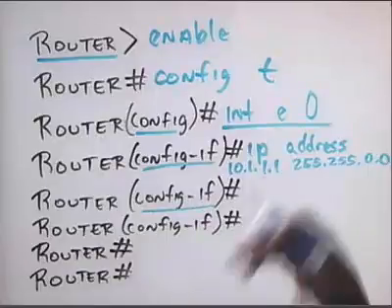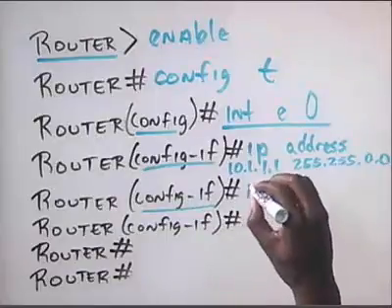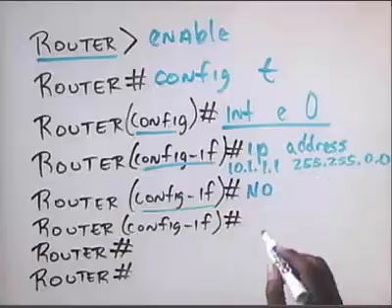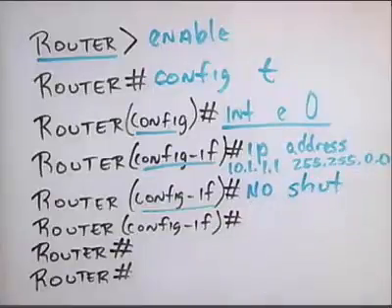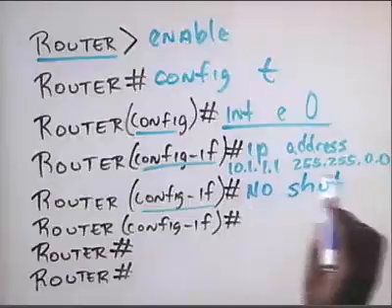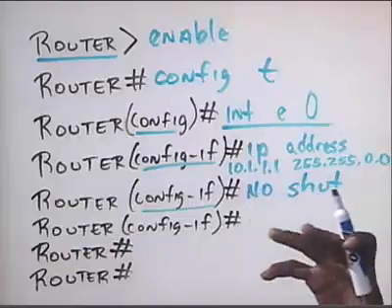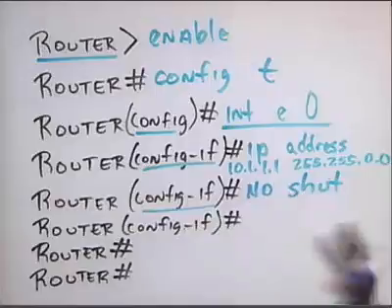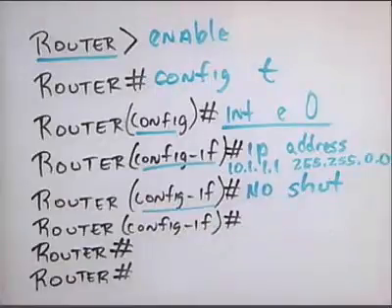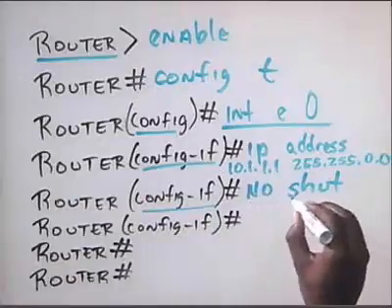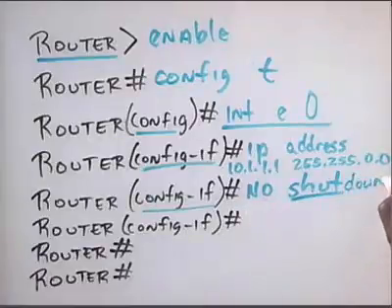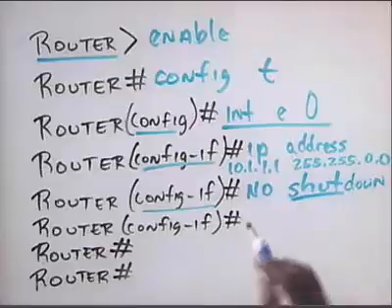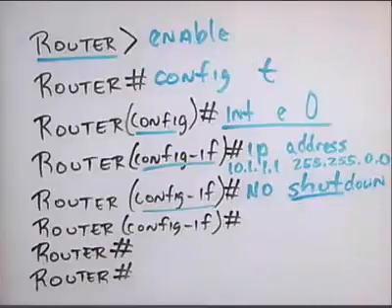We want to enable this interface, so we indicate that by using the command no shutdown. By default, all the interfaces on the router are administratively disabled or shut down. So we negate that by using the command no shutdown here. No shutdown. That enables the interface.